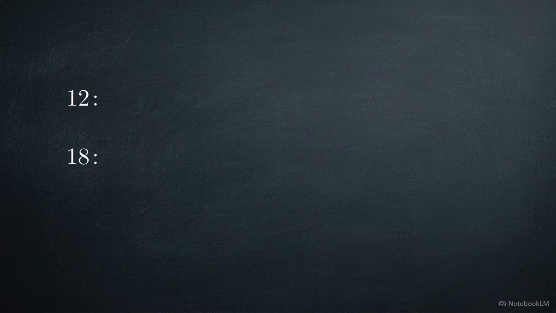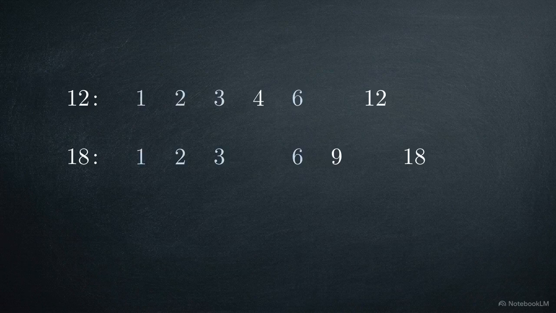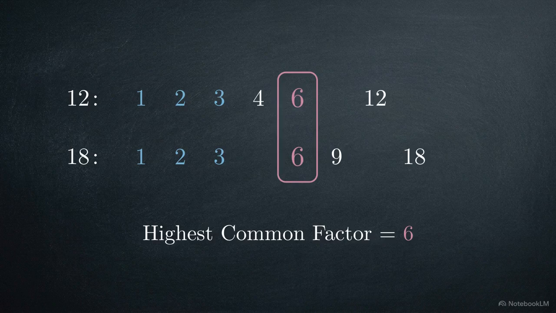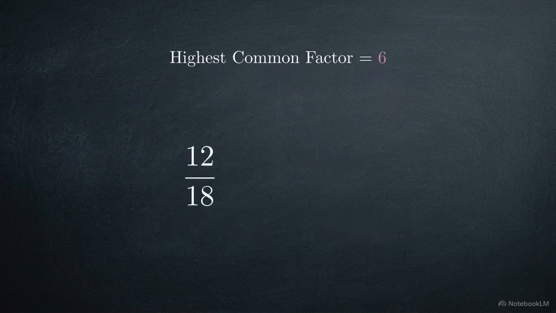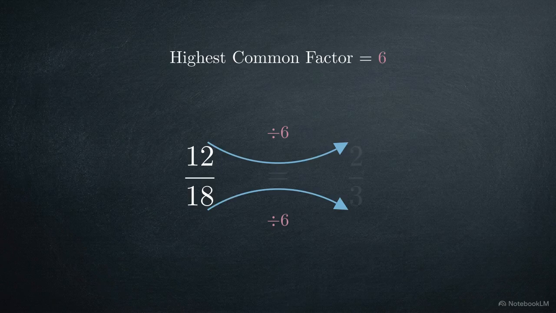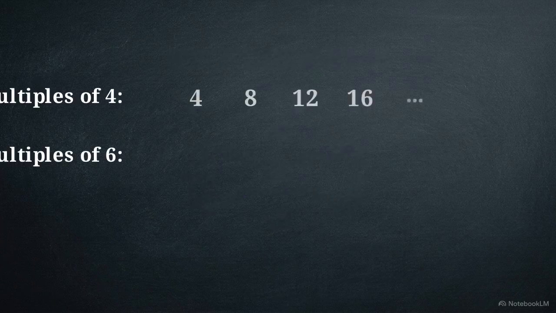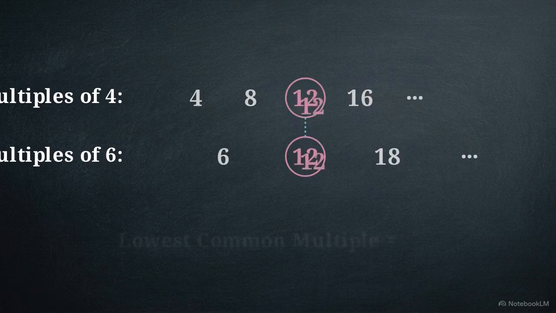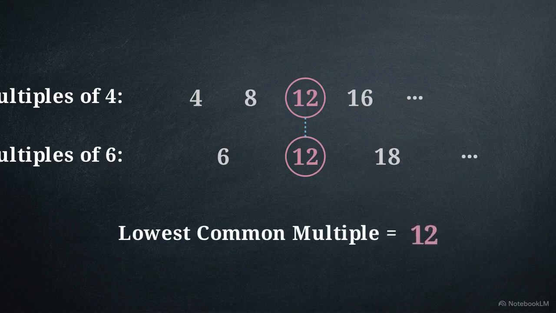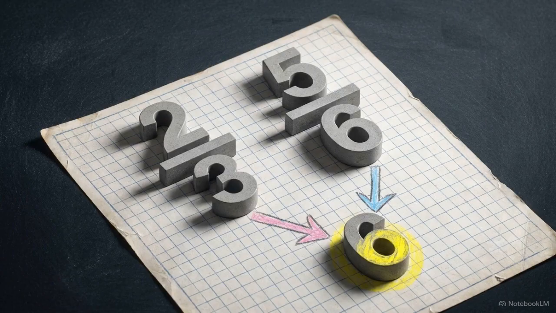Cross-referencing the factor sets for 12 and 18, we locate their shared intersection at the number 6. This defines their highest common factor. Pedagogically, the highest common factor is the fastest tool for simplifying a fraction to its lowest terms. Next, we compare the evolving multiples for 4 and 6. Highlighting their very first point of numerical intersection gives us the lowest common multiple. Identifying the highest common factor and lowest common multiple provides the essential mechanics required to standardize differing fractions.